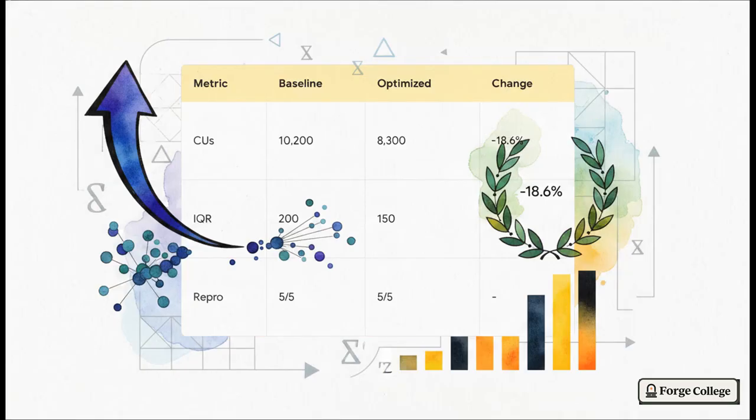So what does a victory actually look like on paper? Well, comparing our baseline median compute units of 10,200 to our optimized 8,300 yields an 18.6% reduction. That's huge. Furthermore, our interquartile range, or IQR, dropped from 200 to 150, which means our results are tightly clustered and consistent. And of course, 5 out of 5 reproducible runs passed. Because the drop in compute units significantly exceeds the IQR variance, we have actual statistical proof that our compute savings are real and not just a fluke.